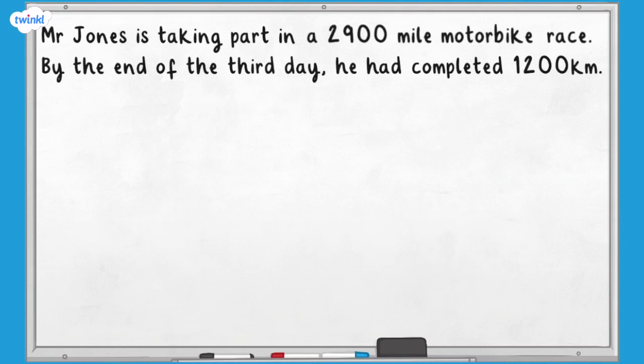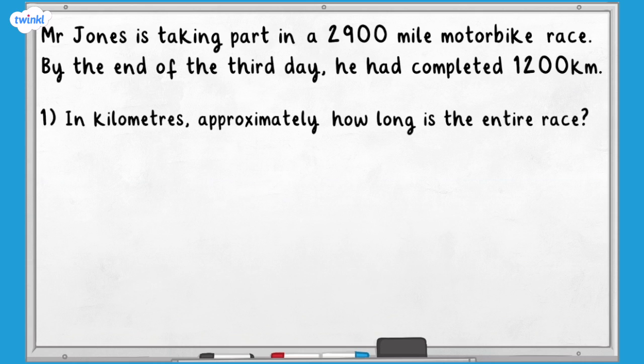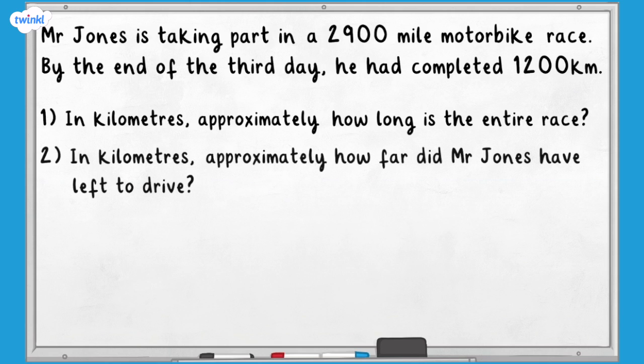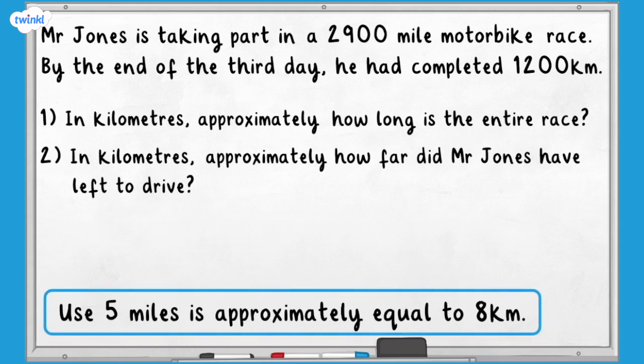Mr. Jones is taking part in a 2,900-mile motorbike race. By the end of the third day, he had completed 1,200 kilometres. Question 1. In kilometres, approximately how long is the entire race? Question 2. In kilometres, approximately how far did Mr. Jones have left to drive? Once again, remember, 5 miles is approximately equal to 8 kilometres.